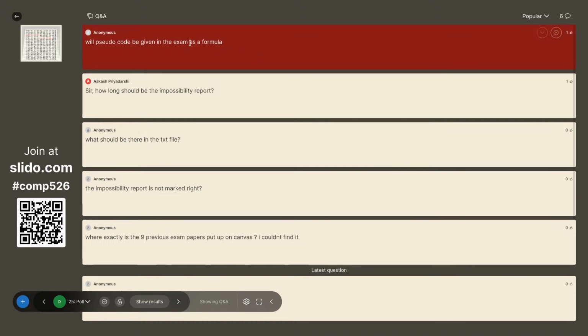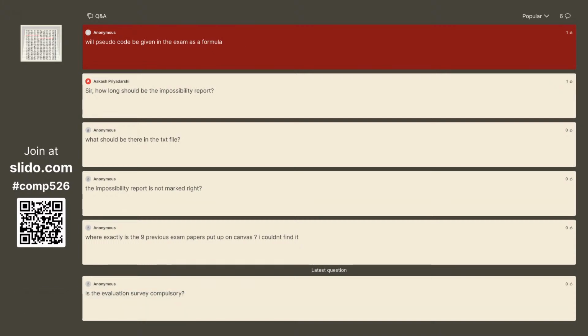I'm not sure exactly what "as a formula" means here. So the exam can have different questions. I hope all the different parts are covered in the mock exam and in tutorial 10. I mean, there could be a question that shows, here's an algorithm, and it gives some pseudocode, and it asks you questions about that code.